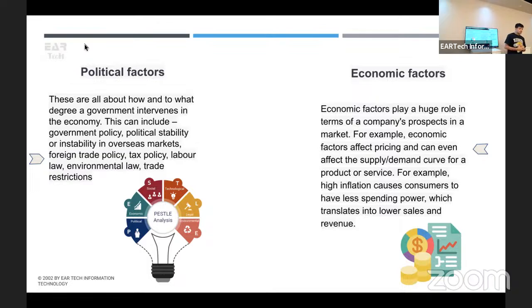The economic factor plays a huge role in terms of a company's prospects in a market. For example, economic factors affect the pricing and can even affect the supply and demand curve for a product or service. For example, high inflation causes consumers to have less spending power, which translates into low sales and revenue. So depending on the market, you should adjust your marketing or your product towards that.